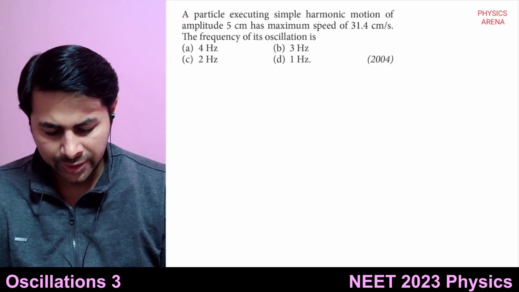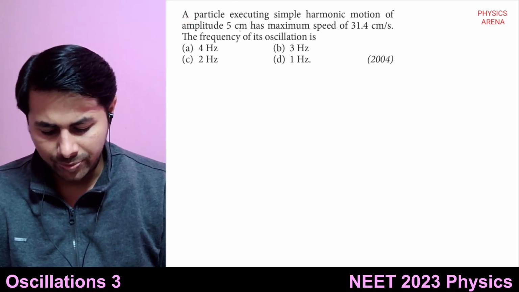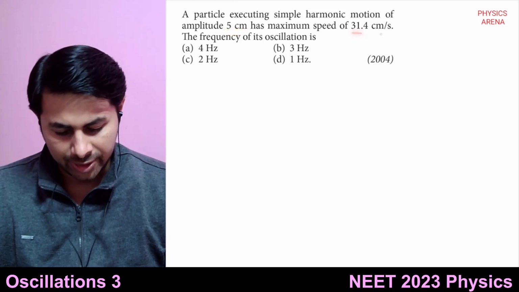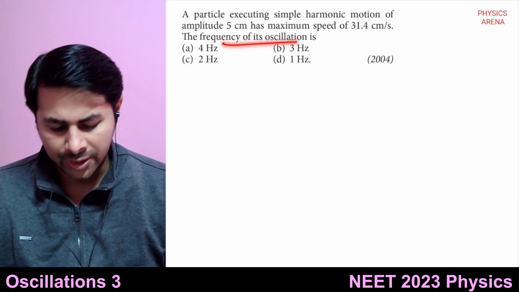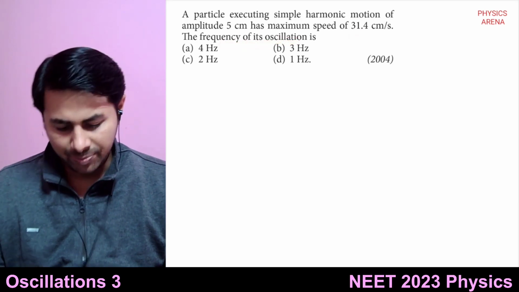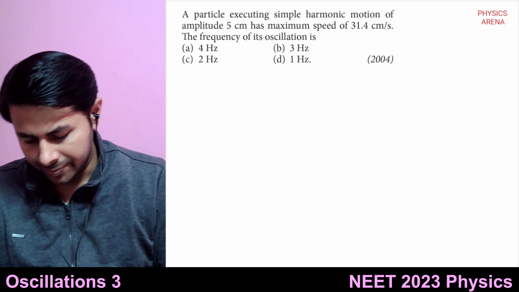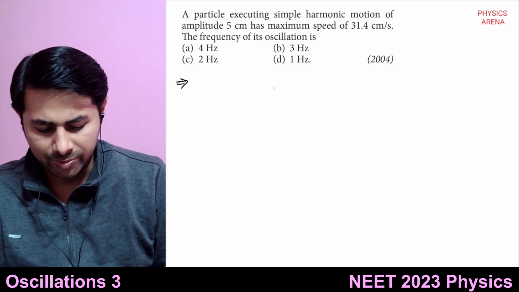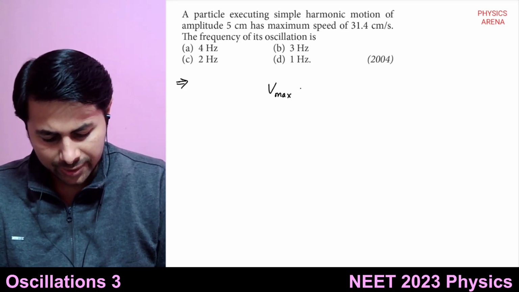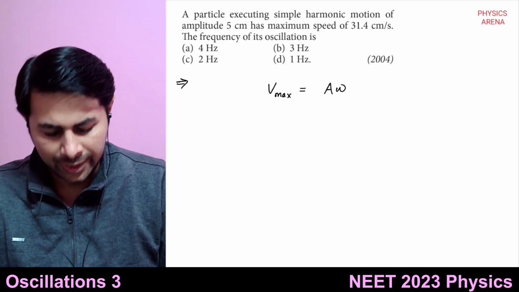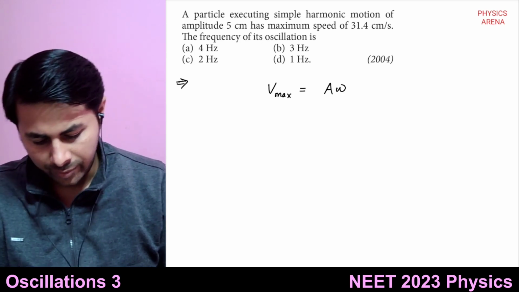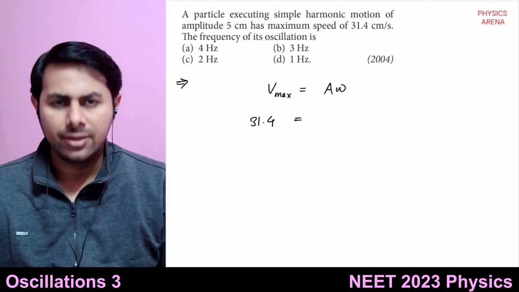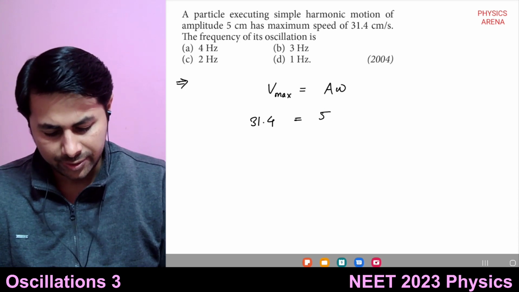A particle executing simple harmonic motion of amplitude 5 cm has maximum speed of 31.4 centimeters per second. The frequency of oscillations is. So this is a very simple question, right? This is one of the simplest questions. Okay, maximum speed is given. V max is equal to A times omega. Okay, and V max is 31.4 centimeters per second. A is equal to 5 centimeters.